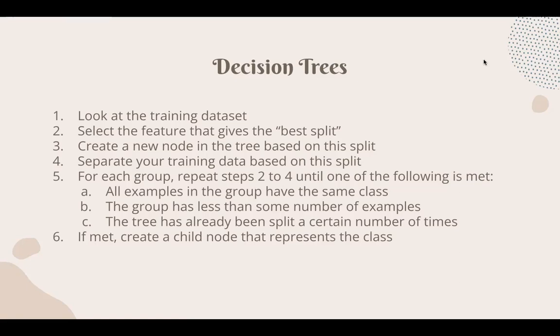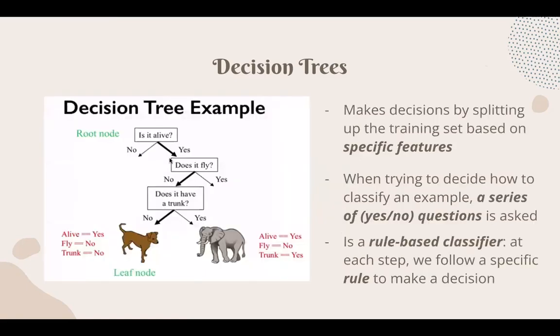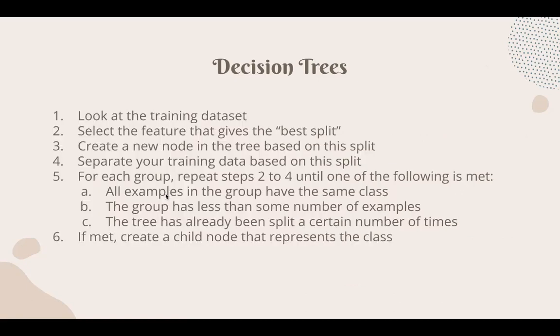Then you're going to create a new node in the tree based on the split. Going back to the previous slide, the questions are the nodes. So is it alive? Does it fly? Does it have a trunk? Those are all nodes. Then you're going to separate your training data based on the split. Ideally, you want as few splits as you can have in order to get your correct prediction.